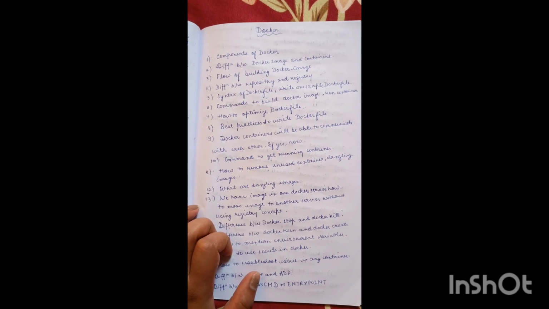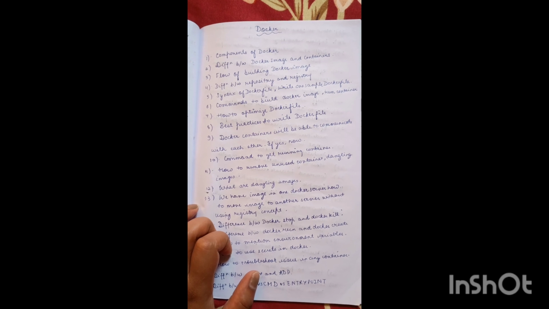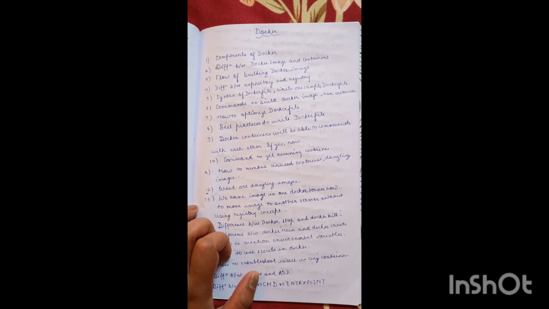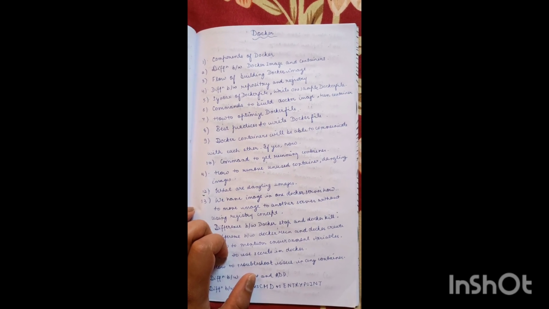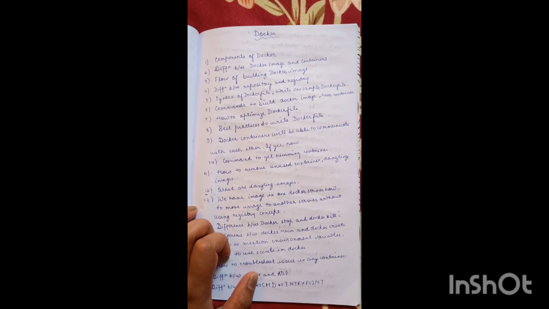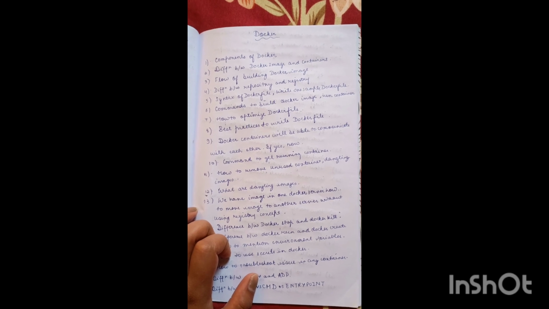Now commands to build Docker image and run container. So that you have to write, because they may ask you to write those commands. And also they may ask you to write, if you have to run the container in a detached mode, then what is the command? So docker run -d.